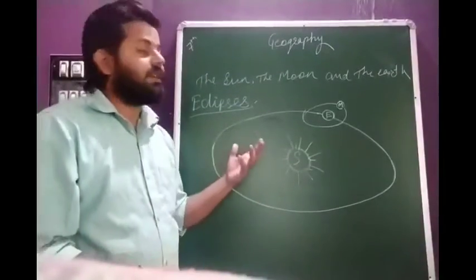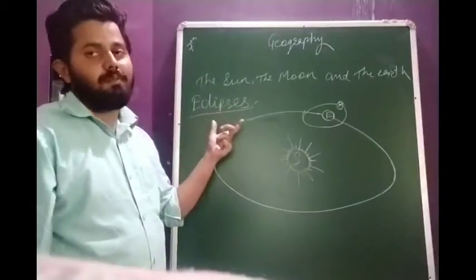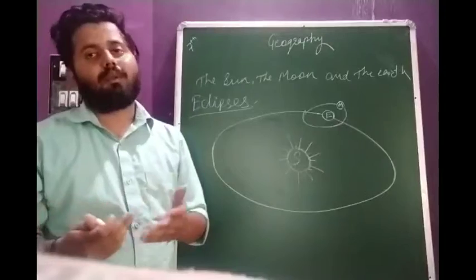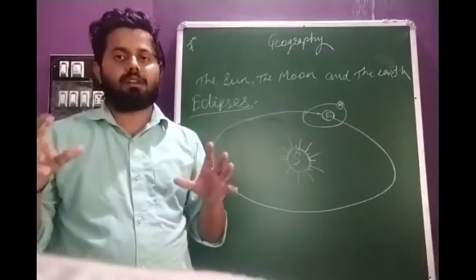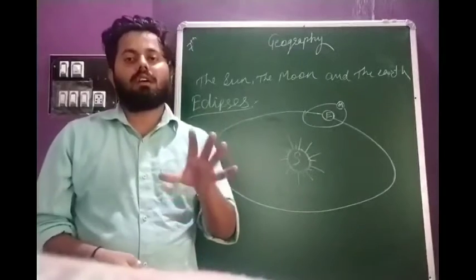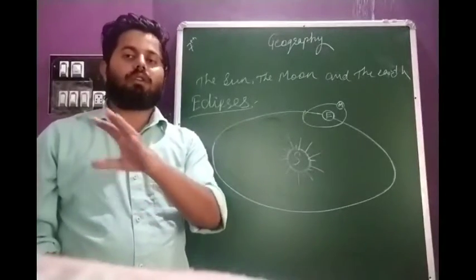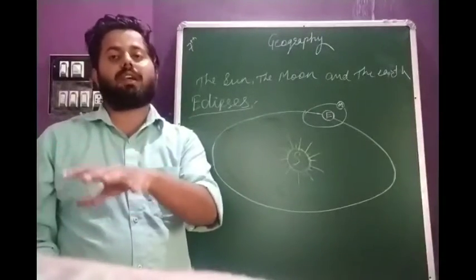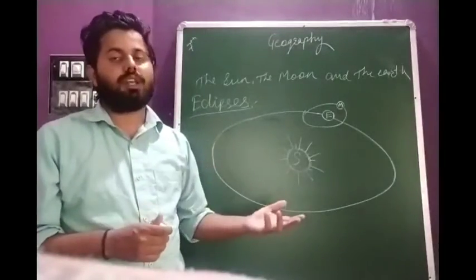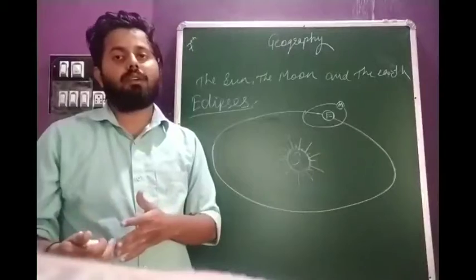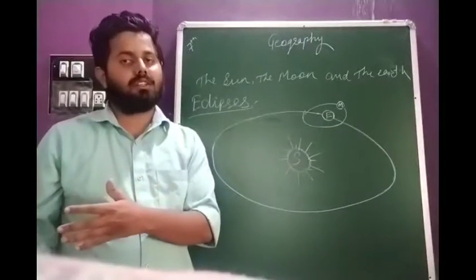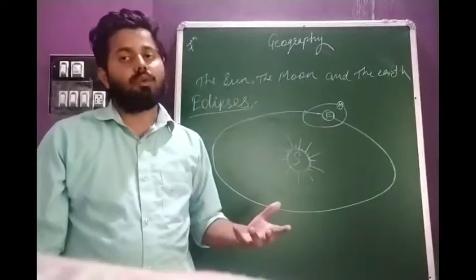Now we are going to learn about eclipses. So what is meant by eclipses? There are two types of eclipses, that is solar eclipse and lunar eclipse. When a little part of the sun or the full part of the sun is hidden behind the shadow, it is known as solar eclipse. And in the same way, when part of the moon or the full moon is hidden behind the shadow, that is known as lunar eclipse.